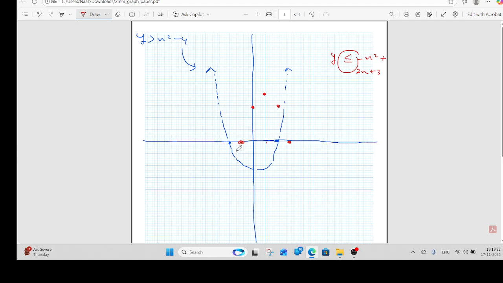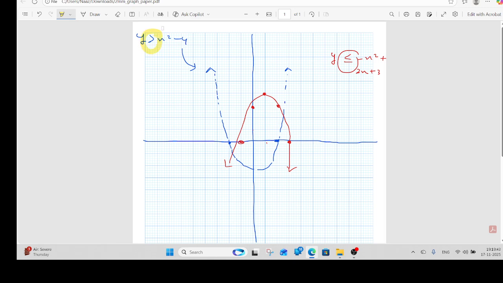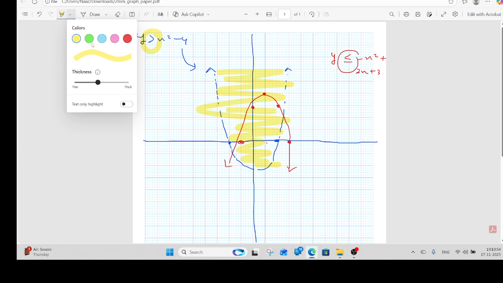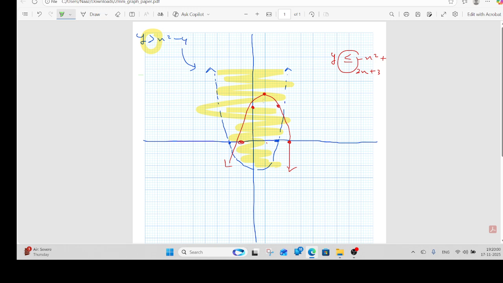A solid line, because there is an equal sign. Now I join all these points and I get a parabola, downward, as I can see, these points are going like this. So now let's shade the region. For the first one, it says y is greater than, right? For greater than, we have to shade the upper region, so this is my solution. For the second one, it says y is less than or equal to. For less than, we shade the lower region, this.